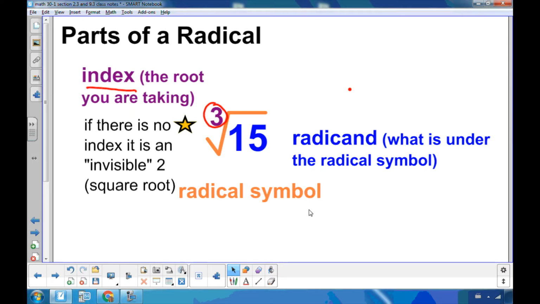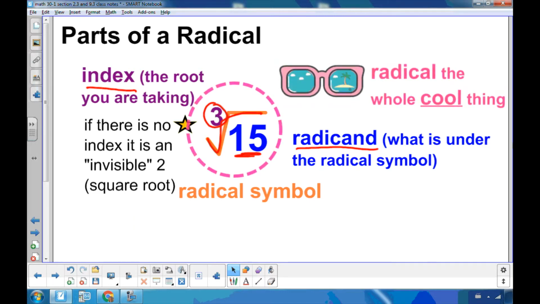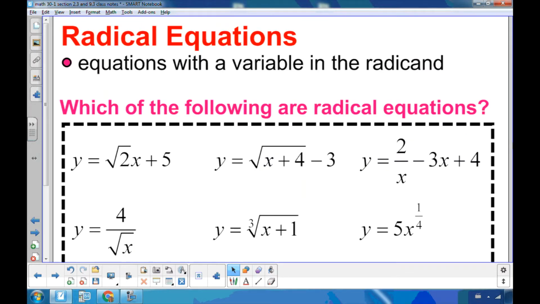Here we have the radical symbol that tells me I'm dealing with a root. What's underneath the radical symbol, the 15 there, is called the radicand. Put all of those things together and you get a radical. So the radical is the whole cool thing. Get it? Radical, cool. Okay, let's look at radical equations.